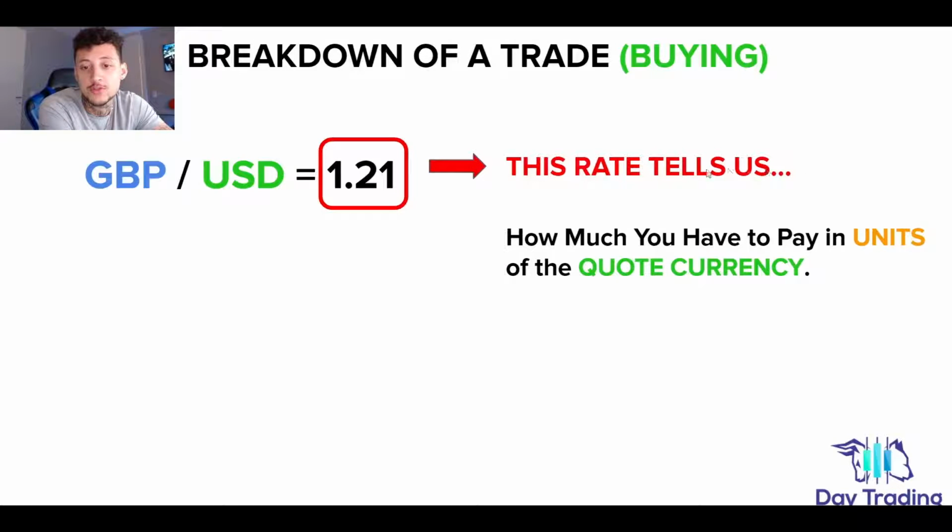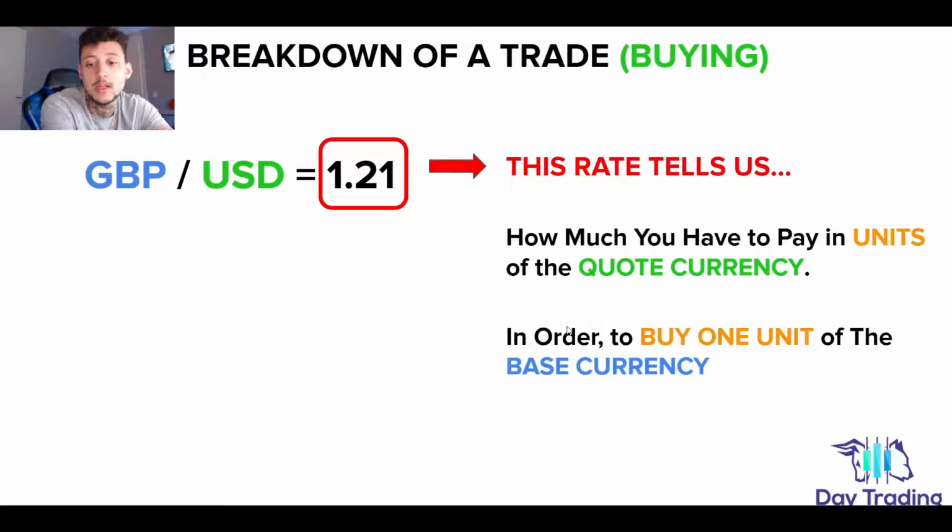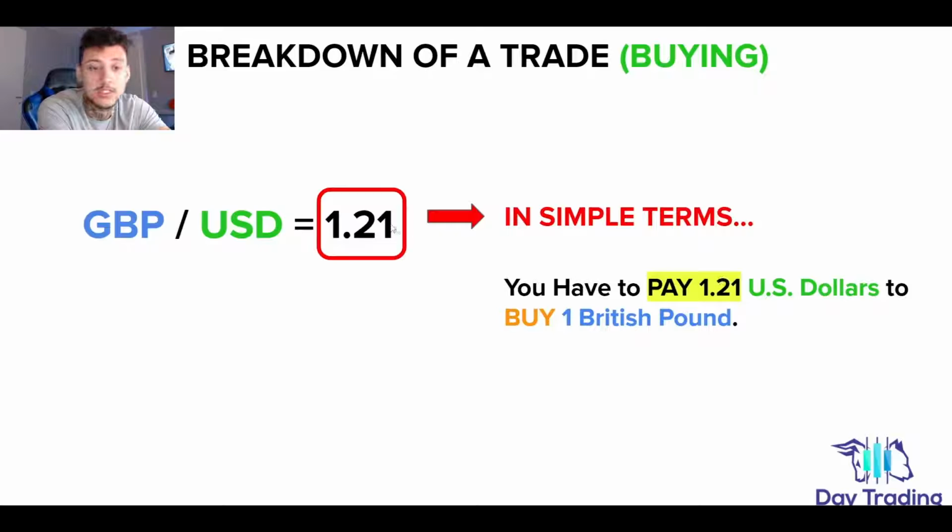All the exchange rate tells us is how much money you have to pay, in units, in terms of the quote currency, because everything works off of units. Then, to simplify things, it's going to be in lot size. So in order to buy 1 unit of the base currency, you have to pay 1.21 US dollars to buy 1 British pound if you're going to be going long. And again, this is the base currency. To buy 1 British pound, we have to pay 1.21 US dollars.